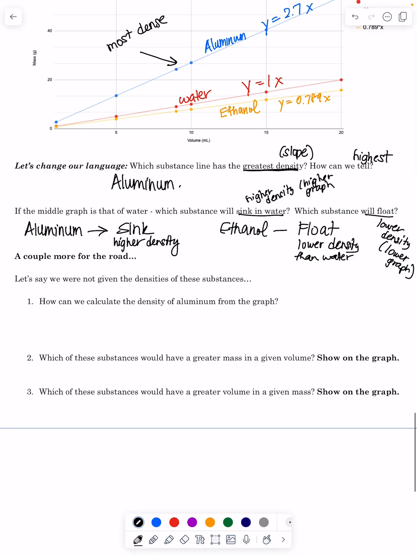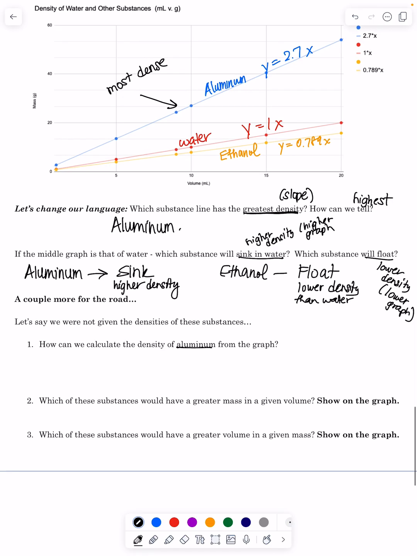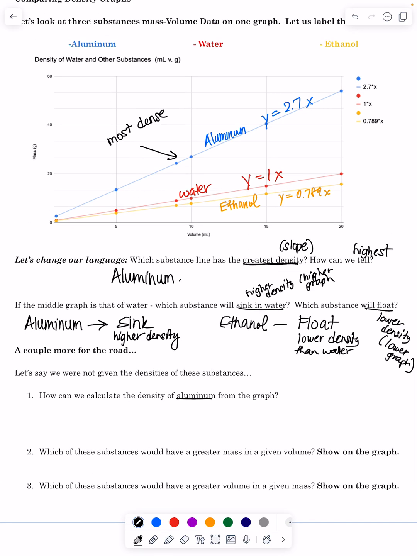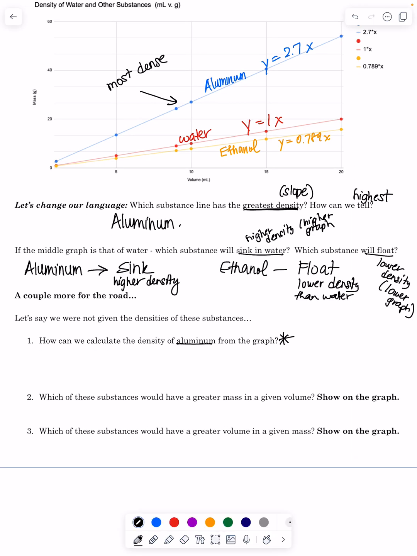Couple more before we're done. Let's say we were not given the densities of these substances. How can we calculate the density of aluminum from the graph? This is great for a future quiz or test question. If I needed to calculate the density, we could estimate. We could say slope. Again, don't forget slope is pretty much y over x. It's y2 minus y1 over x2 minus x1. We could say it's approximately y over x.